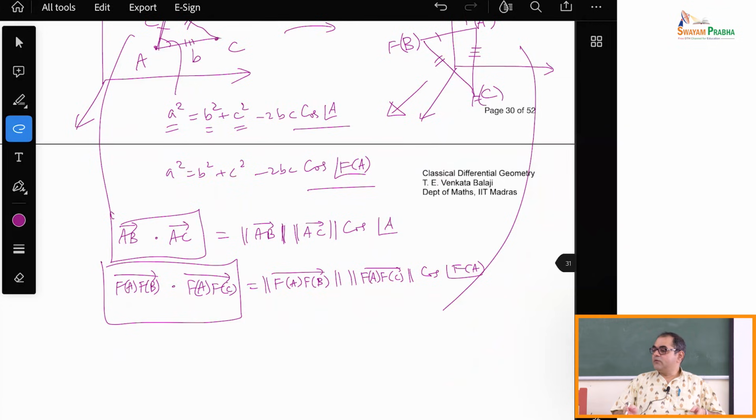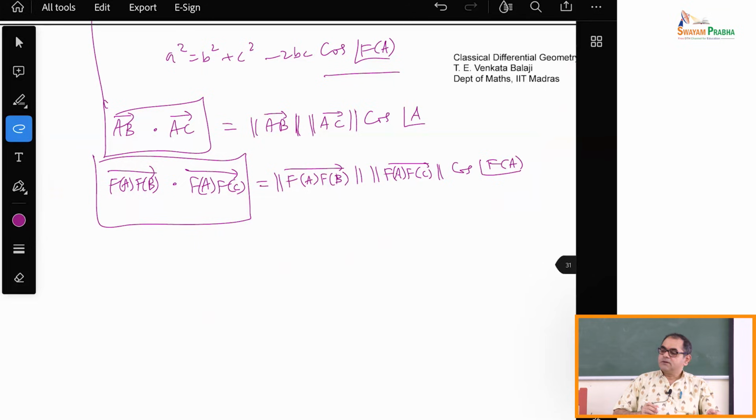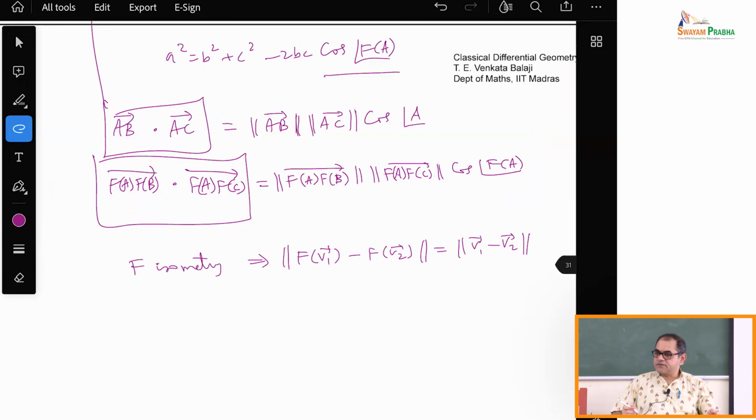Okay, and how do you check that the dot product is being preserved by the isometry? I will make an observation first. Okay, so F isometry implies that norm of f of v1 minus f of v2 is equal to norm v1 minus v2. Okay, this is the definition of an isometry.